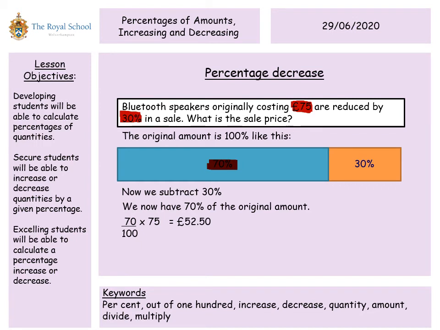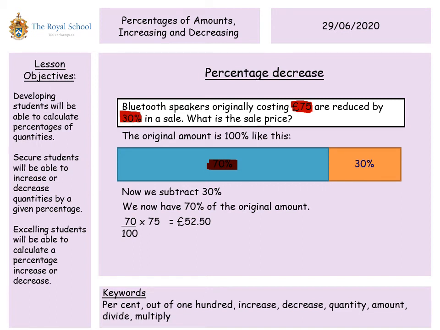So hopefully you're going to find these methods much easier to do than working out the single percentage first and then adding or subtracting it to our original amount. But both methods are definitely valid, and if you really prefer one method over the other, then it's absolutely fine to be using that.